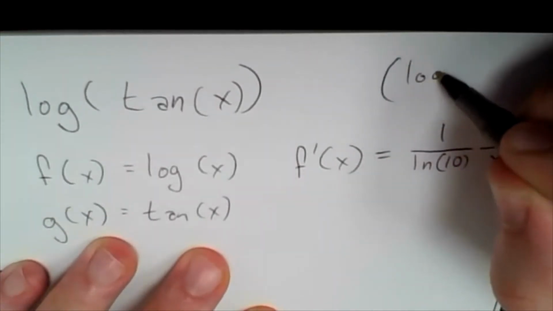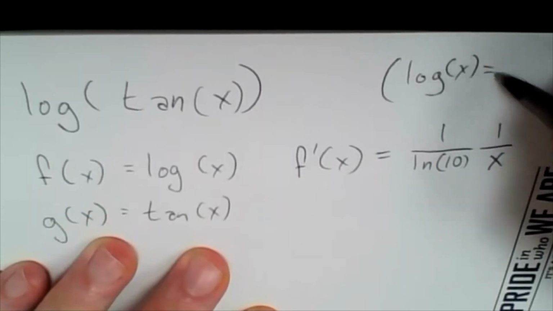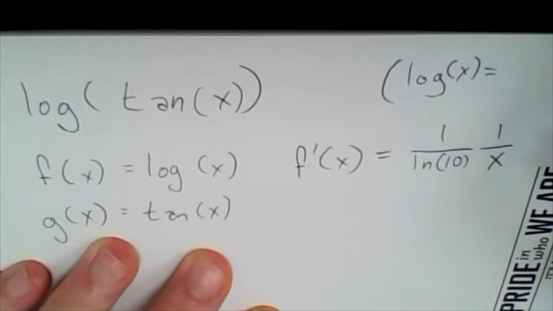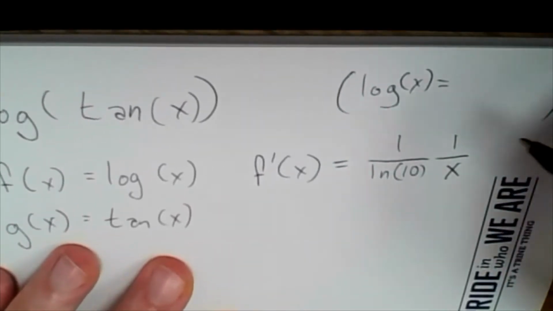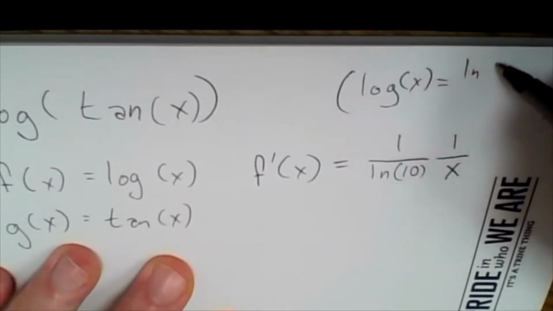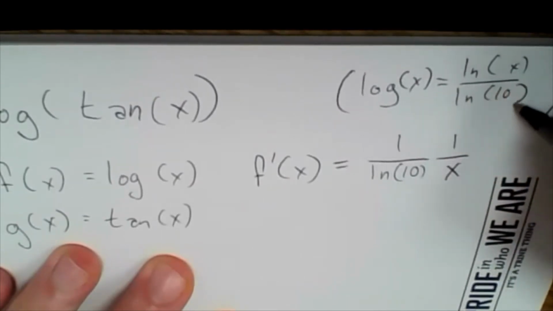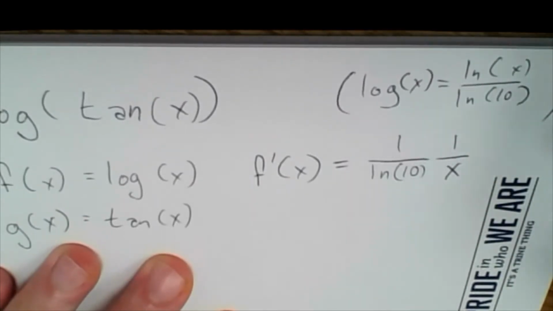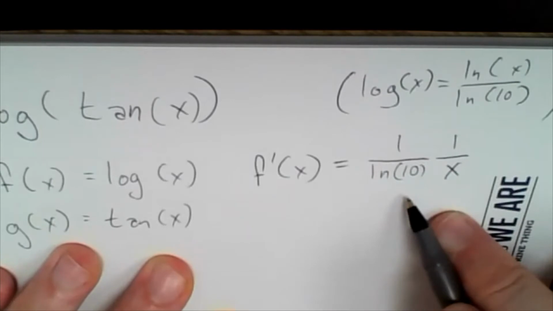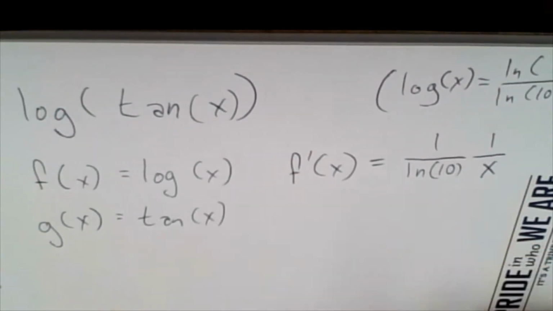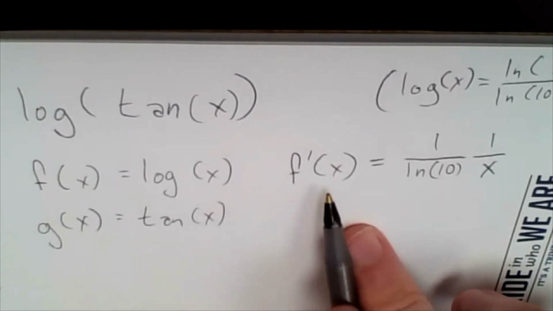Just as a reminder, if I have any logarithm, say base 10, I can rewrite that in any other base using the formula like this. So to convert bases, I just divide by the log of the old base. And that's why I have this conversion factor here. Okay. That is my f prime.